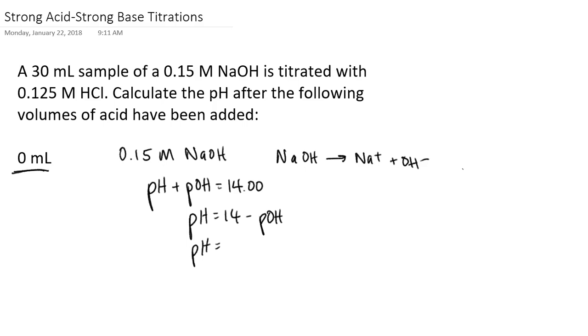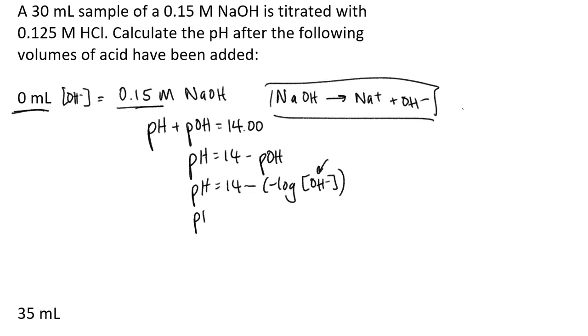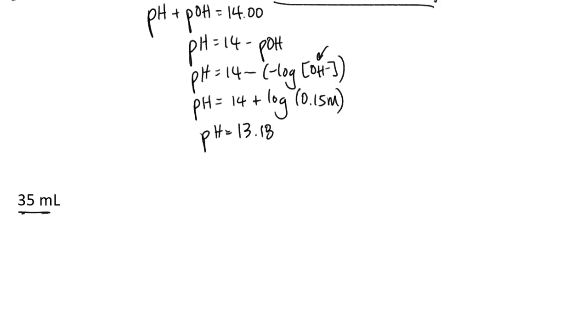So if you recall, the pOH is the negative log of the hydroxide ion concentration. So I'm going to need this hydroxide ion concentration, and since our stoichiometry for the dissociation process is 1:1, then the starting concentration of the sodium hydroxide solution is equal to the hydroxide ion concentration. And so if I go ahead and substitute in, and then I do the math, I actually get a pH of 13.18.